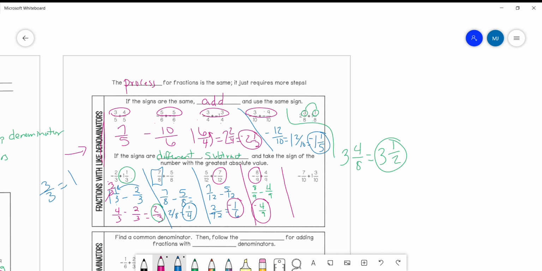Looking at the next one, we have negative 7/10 plus a positive 1 3/10. Our signs are different, so we find the difference. The greater absolute value is 1 3/10, so it comes first. Then we'll subtract the 7/10. Can't take 7 from 3, so again, I'm going to have to regroup here.